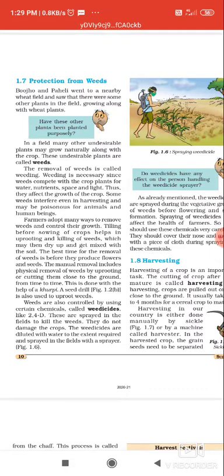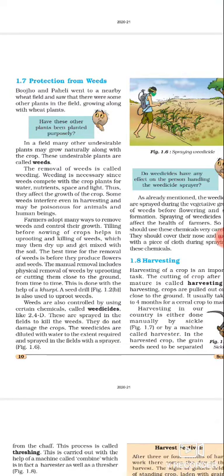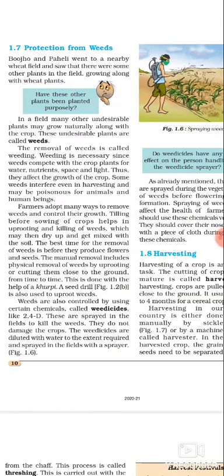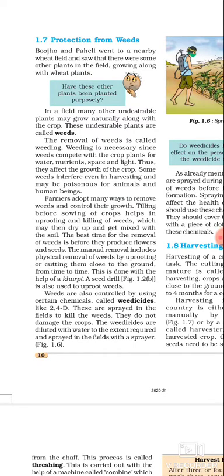So weeds can also be controlled by spraying some medicine called weedicide. One such example is 2,4-D. 2,4-dichlorophenoxy acetic acid. So you can also spray these types of weedicides to kill the weeds. They do not damage the crops. Okay, the weedicides are diluted with water and then they are sprayed in the fields with the help of a sprayer.